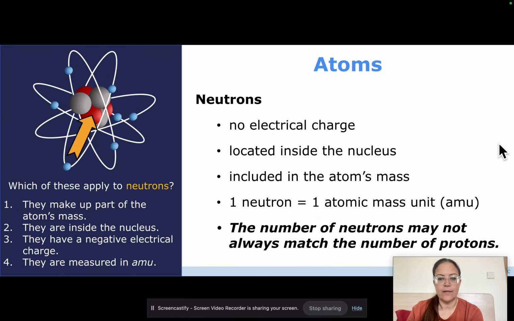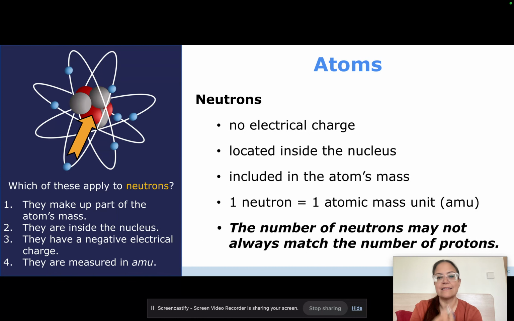All right, let's see what's next. Neutrons. Neutrons have no electrical charge. They are neutral. They have 0 charge. They are not positive or negative. Again, I remember it because neutrons are neutral. They have no charge. They are located inside the nucleus, so they like to hang out with the protons. And they are also included in the atom's mass. One neutron is the same size as a proton, so it equals 1 atomic mass unit. The number of neutrons may not always match the number of protons.